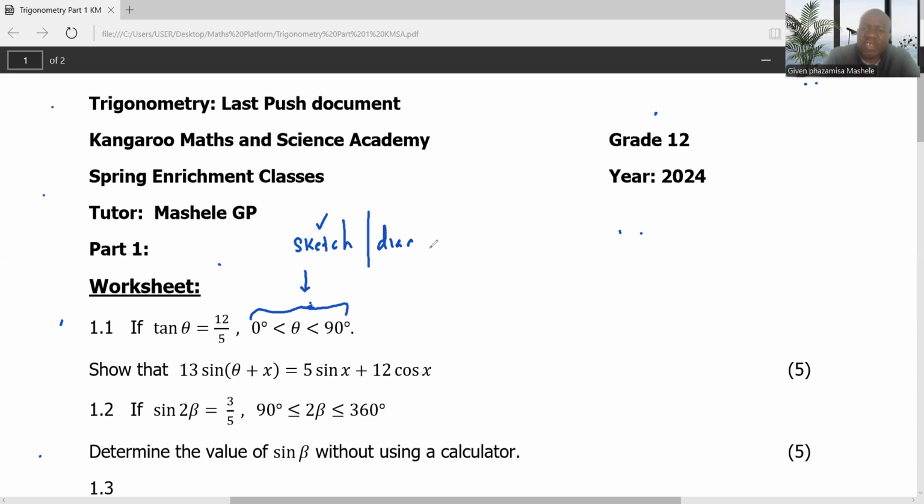I'm not saying that all the time when you're given an interval like this, you have to draw a sketch, but I'm saying questions where you need to evaluate something, with these kinds of conditions, in most of the cases, you need to draw your right angle triangle. I believe, guys, you're following.